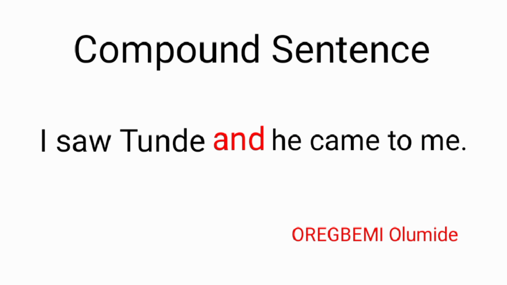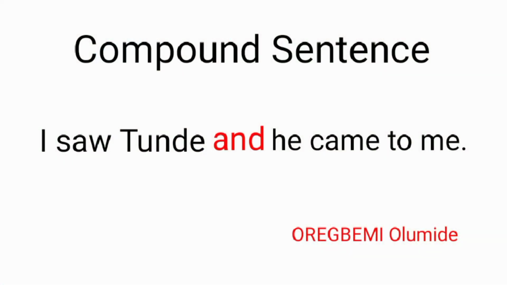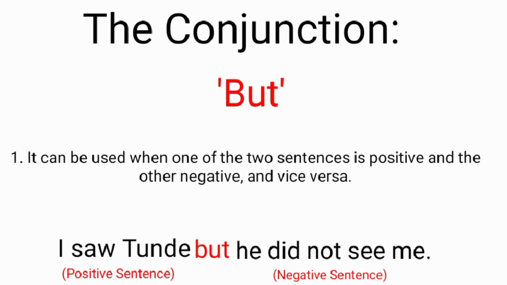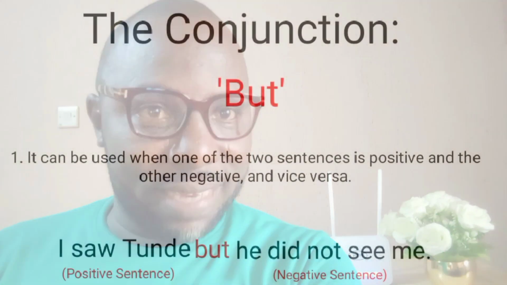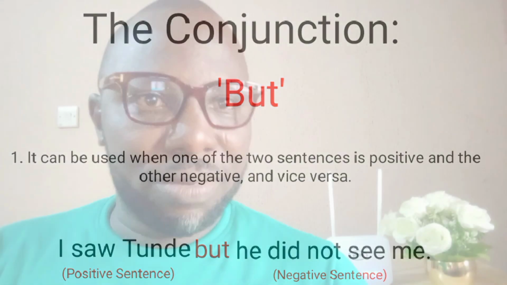Now, I saw Tunde is a simple sentence. He came to me is a simple sentence. But we have used and, a coordinating conjunction, to join the two simple sentences to become a compound sentence. Another example is but. We use but in the sense where we have used the first sentence as negative. After but will come a positive sentence, or vice versa. That is, when you have two simple sentences where the first is negative, the second has to be positive, or where the first is positive, the second has to be negative.